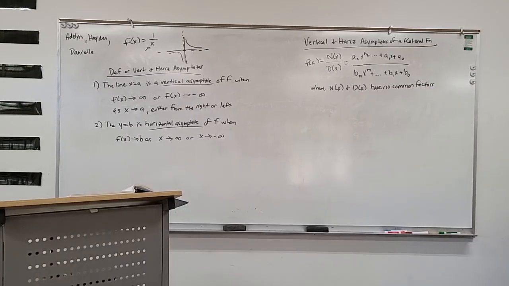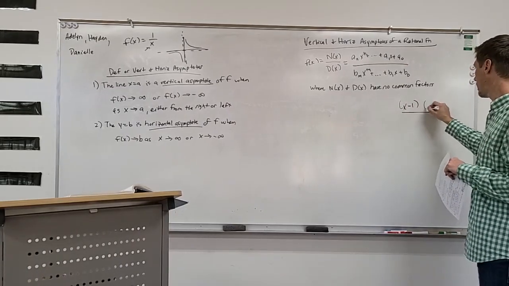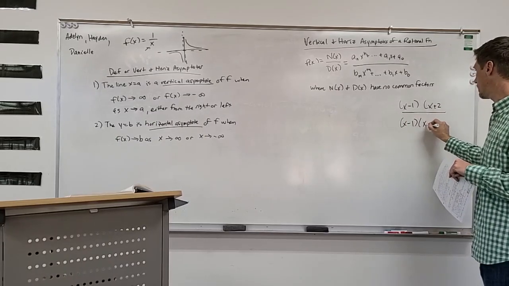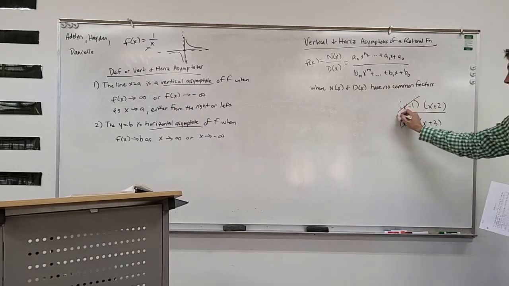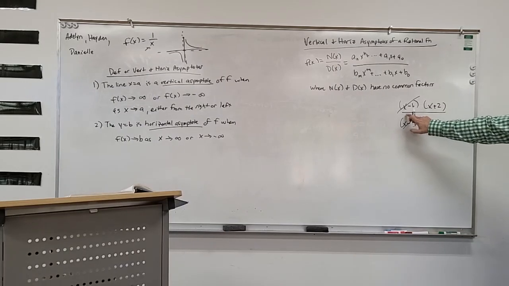What do I mean when I say that? They have no common factors. None of the zeros are the same. So if my function on top was this, and my function on bottom was this, right? These have already been canceled out, so it's already been simplified in that fashion. There's no common factors. We're going to talk about what this means in just a moment.